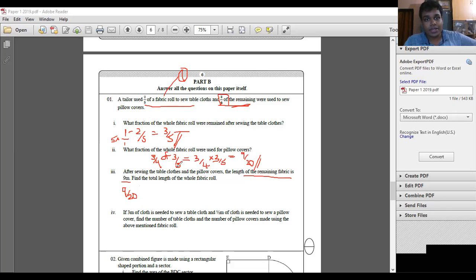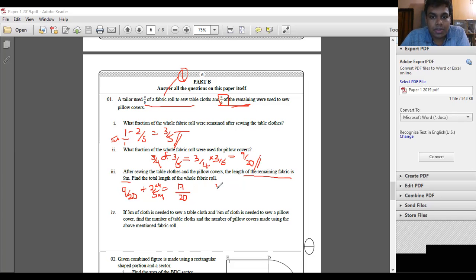The tailor used 2/5 of the fabric roll to sew tablecloths. Out of the whole fabric roll, he has used 2/5. So we add the total amount he has used to sew both. After sewing tablecloths and pillow covers, both, make the denominator equal. That means multiply by 4. Multiply both by 4. So you will get here 2 into 4, 8, 8 over 20. 8 plus 9 will give you 17, 17 over 20 will be your total used.